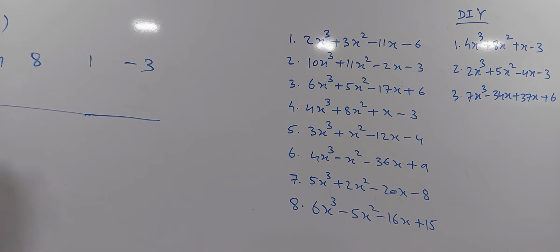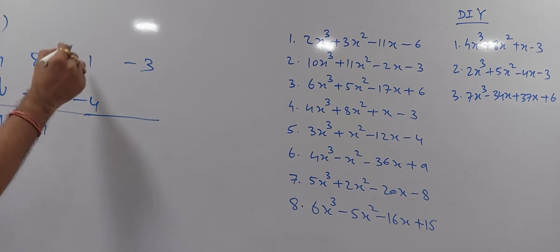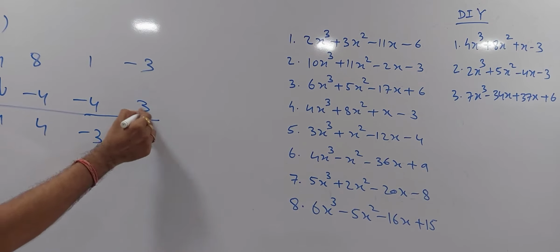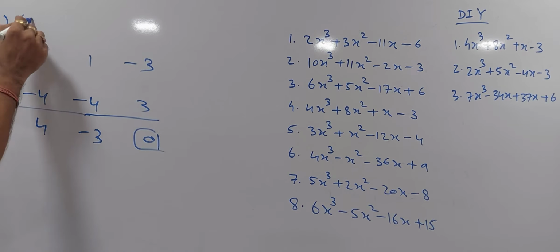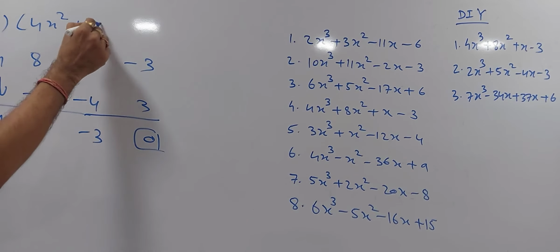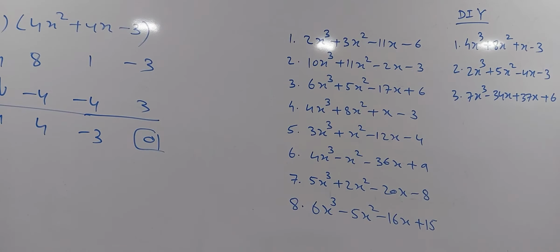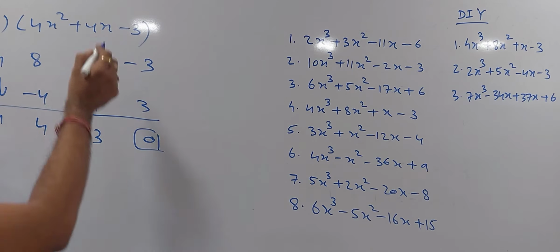Now let us try this. 4 drops down as it is. 4 into minus 1 is minus 4. Addition is 0. Then 4 into minus 1 is minus 4. Addition is minus 3, and yes, we got this. Now here, if you see, that is 4x square plus 4x minus 3. That's it. Now factorize this.